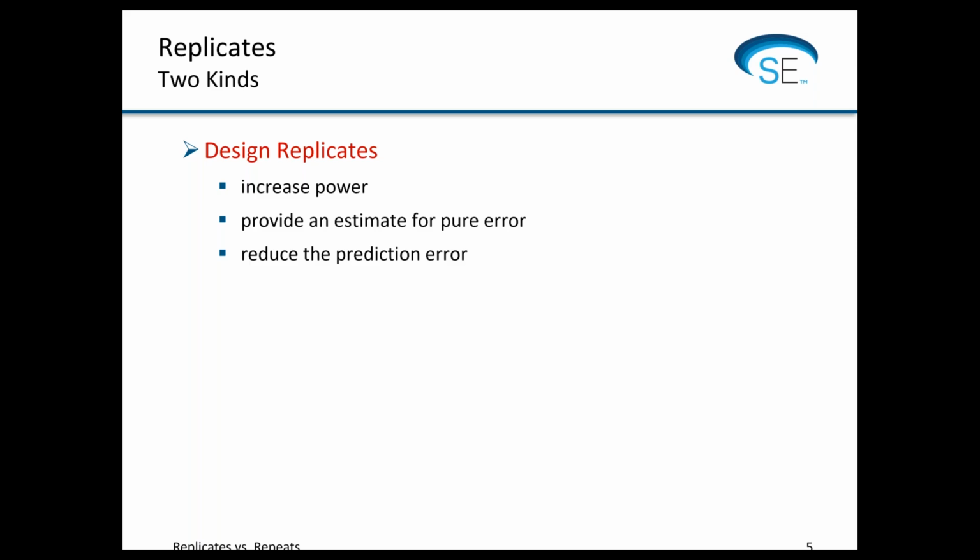Now, a benefit of replicating the design is we also get an estimate of the pure error. The estimate of pure error means we don't have to make any assumptions. We can estimate the error directly because we're trying to do the same experiment more than once. Replicating the design also reduces our prediction error, so we can predict better in our design space.